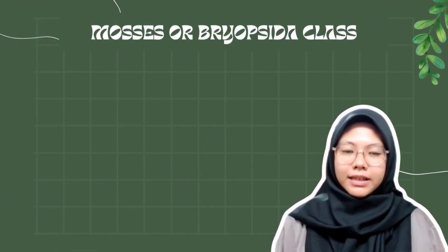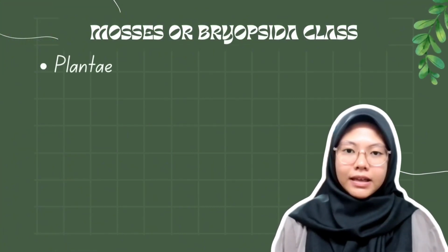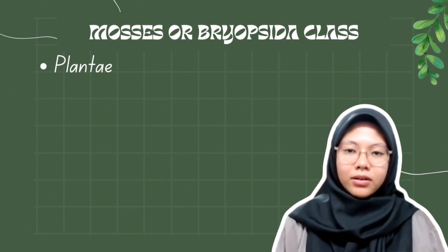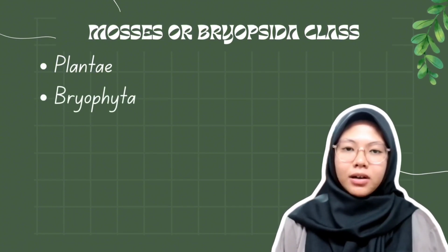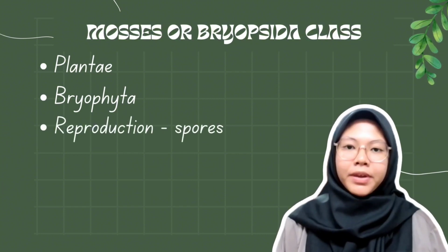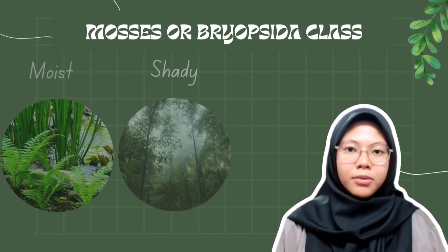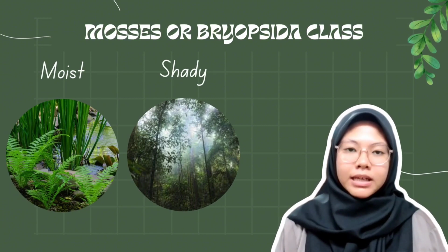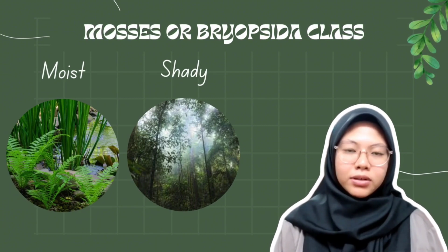Mosses, or Bryopsida class, is a type of plantae that is classified under the division of Bryophyta. This species of small non-vascular plant uses spores as a means of reproduction. Mosses are commonly found in moist and shady areas, forming carpet-like mats on forest floors or rocks.